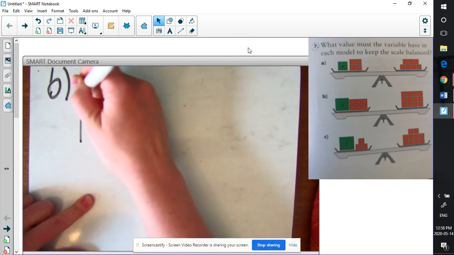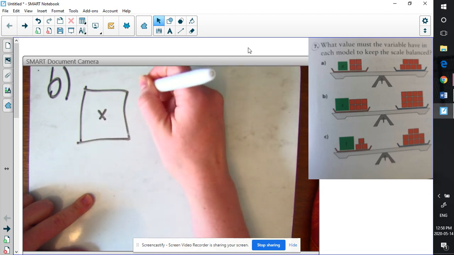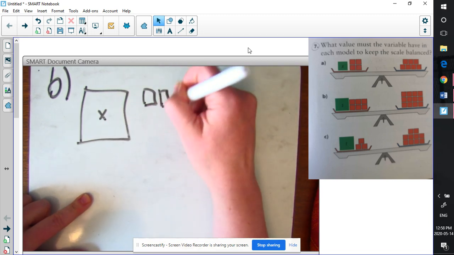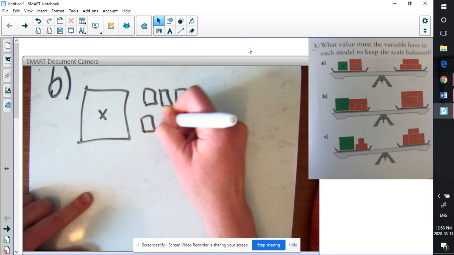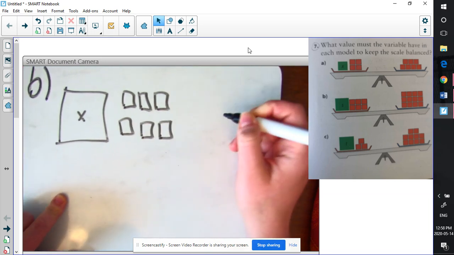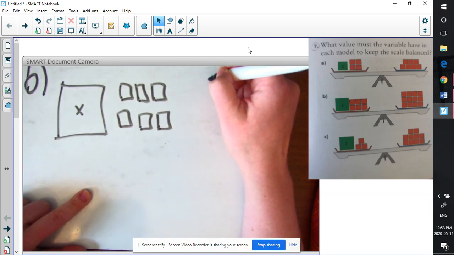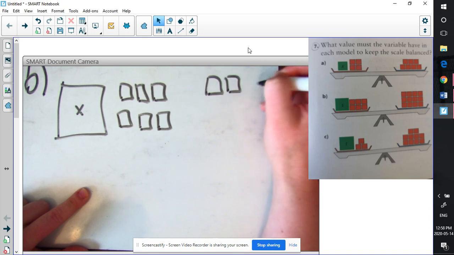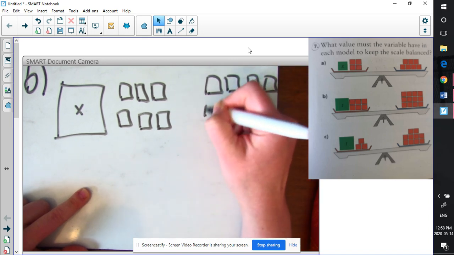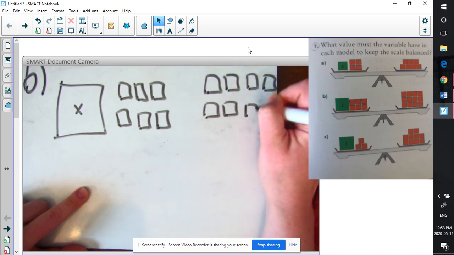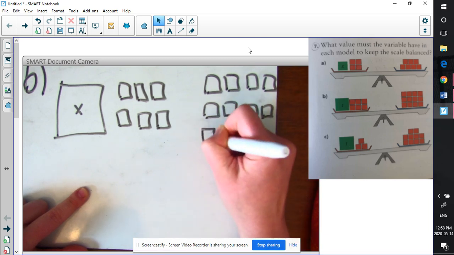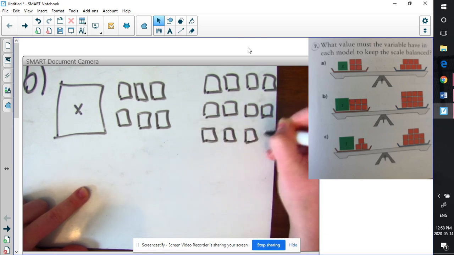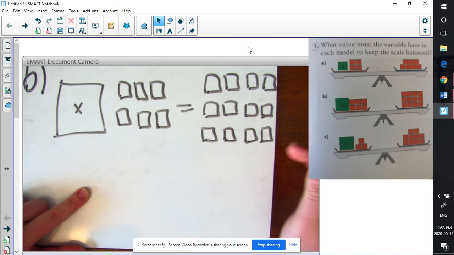Now B, I have a green square labeled X, and then I have 6 red squares. That is balanced out with 12 red squares. So there are some amount of red squares inside the green square that makes this balance, that makes these equal.